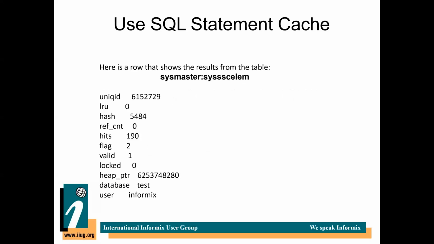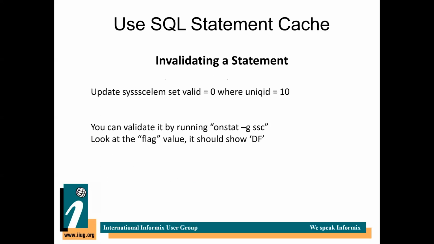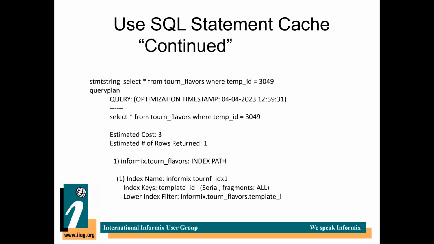Here's a row that shows the result from the table. So if you do a select from sysmaster, you'll get the filing information, number of hits, flags, whether it's locked or not, the database that it's using, the user ID. And then on the next page, here it also gives you the statement string, and then it gives you the query plan that it used.